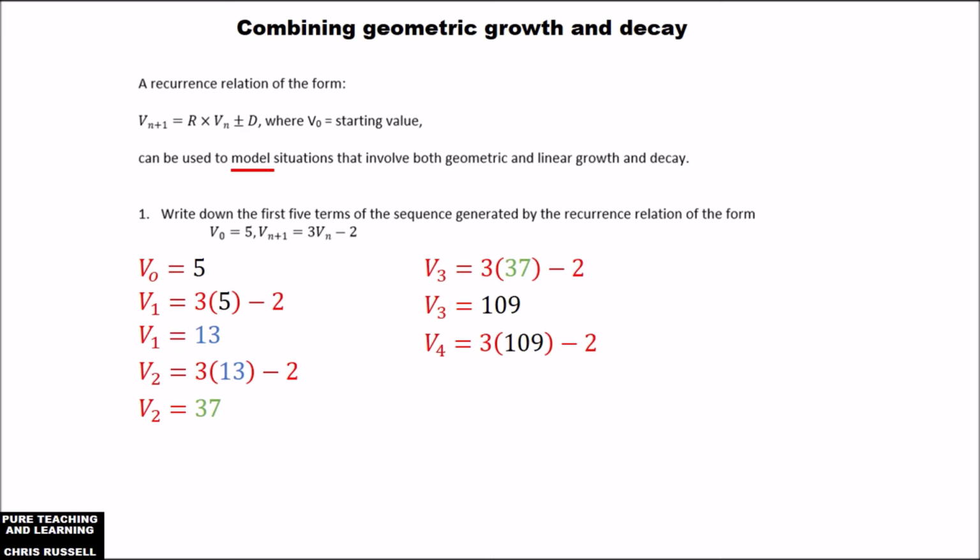Then we do the same thing for that fifth term. And now we get 325.